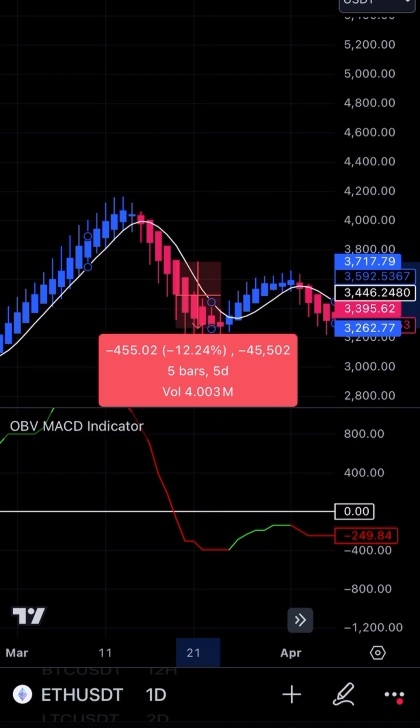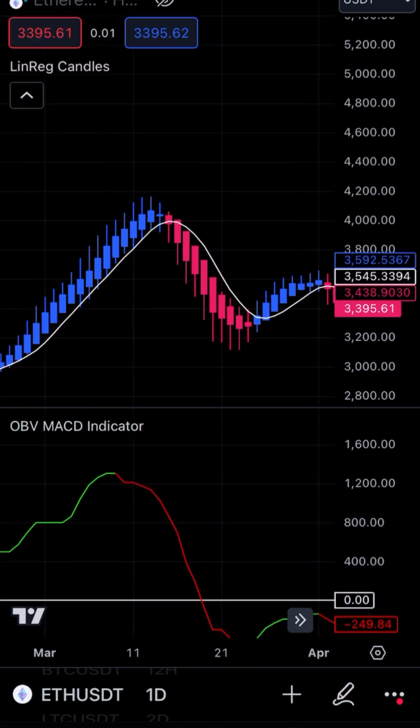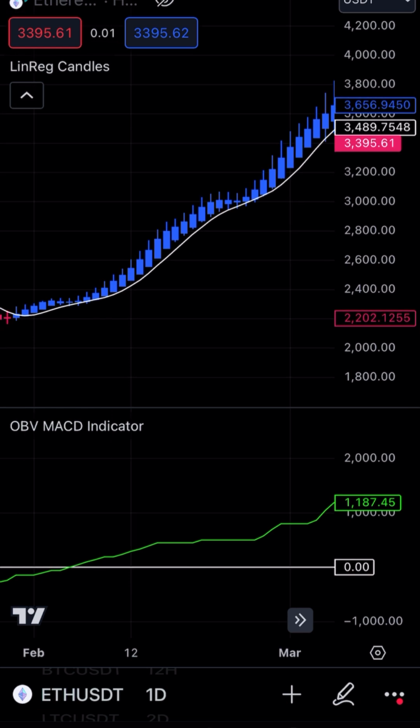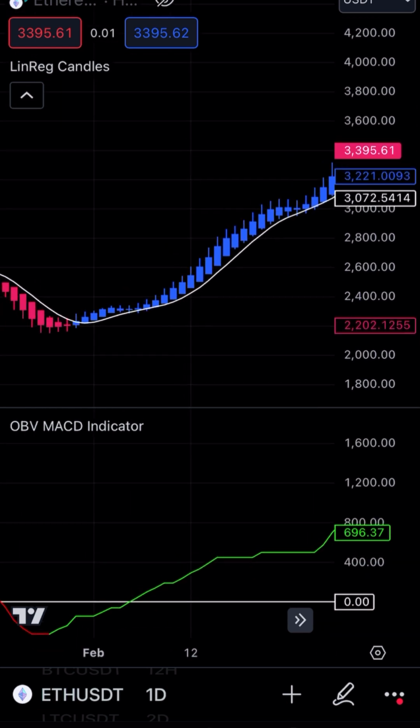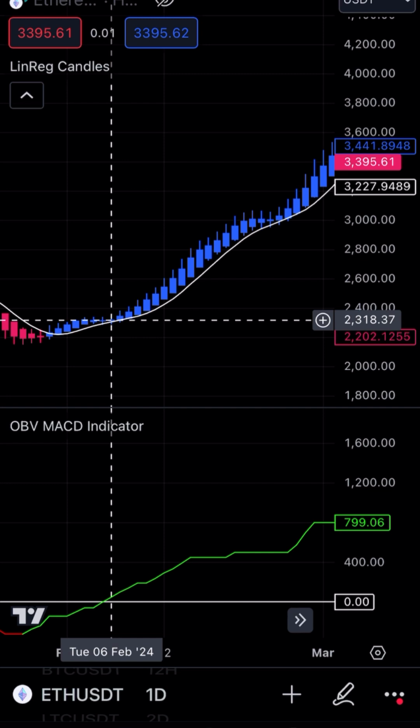If you ride that out, you'd have made $455. It's still good, but I want to try and find one where they're both lined up.